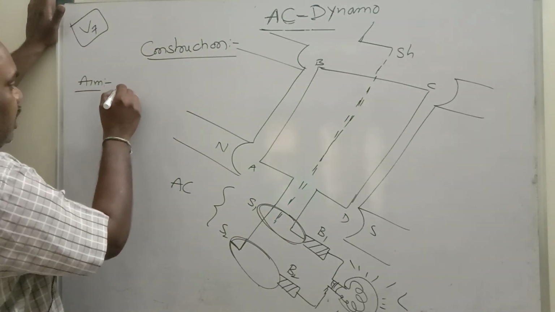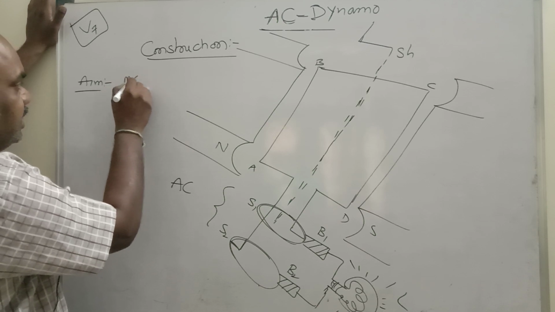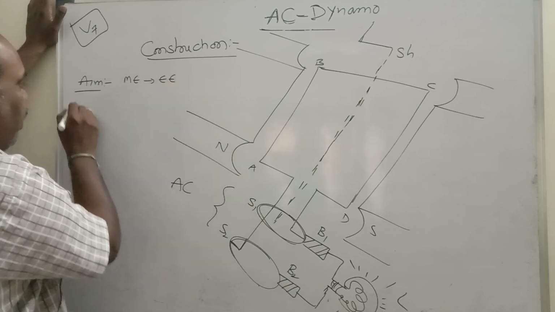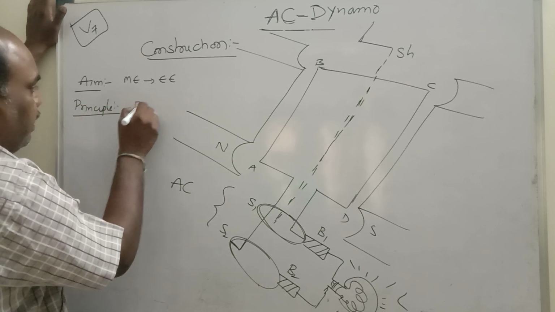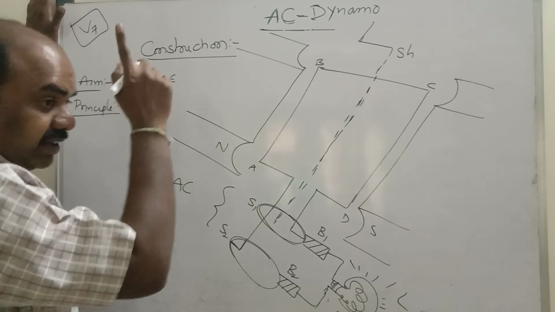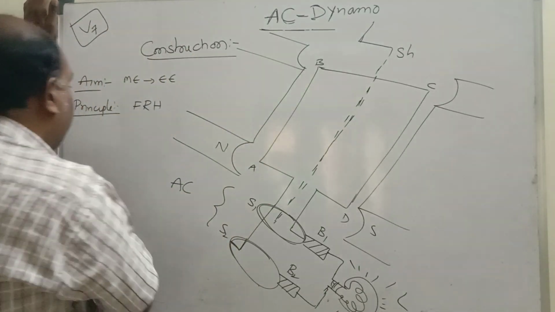In shortcut, I will write aim: to convert mechanical energy into electric energy. Principle: this works on Fleming's right hand rule. That is, for the electric motor, Fleming's left hand rule. This is Fleming's right hand rule.